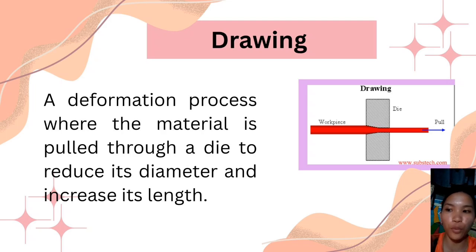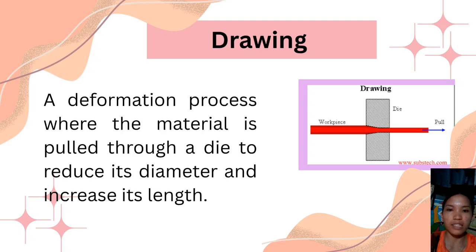Now, let us move forward to drawing processes. So what is drawing? Drawing is a deformation process where the material is pulled through a die to reduce its diameter and increase length. As you can see, I have provided a diagram. In the diagram, there is a workpiece which is larger than the output. So drawing is deformation: from its original, larger size, it reduces the diameter and increases the length. So there are changes.